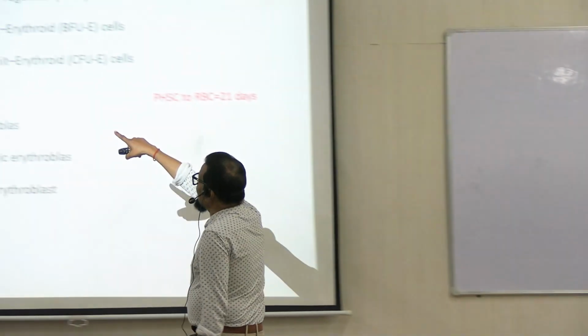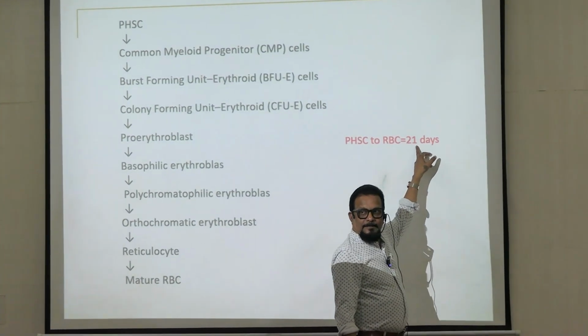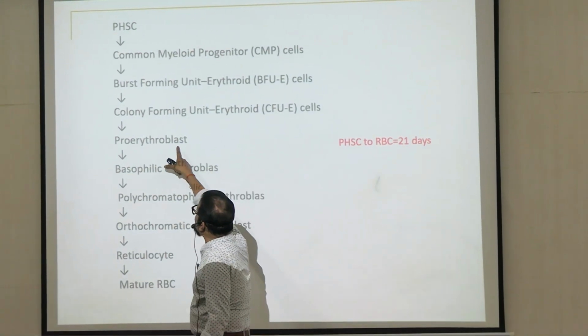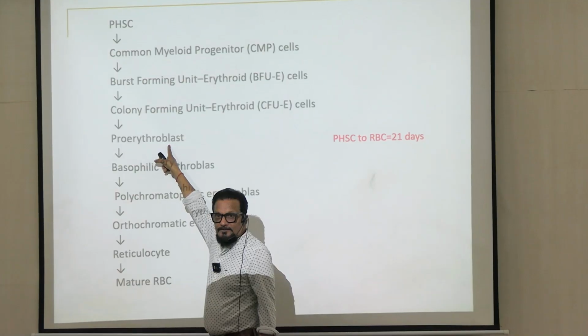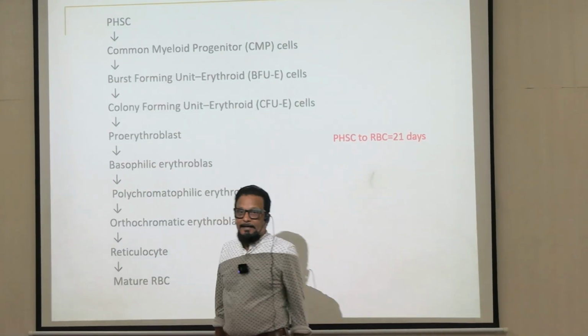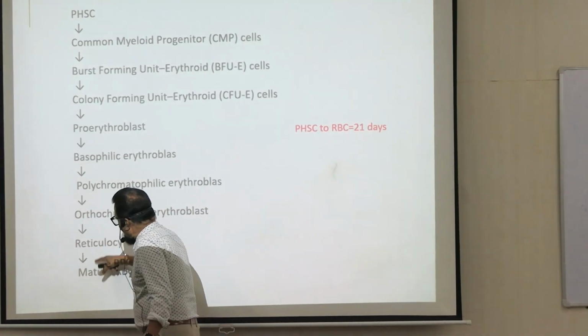Okay? So from PSSC to mature RBC, how much time is required? 21 days. And what is the progenitor cell? This is the progenitor cell, pro-erythroblast. From here to here, it takes 7 days. Out of these, 2 days are required from here to here.